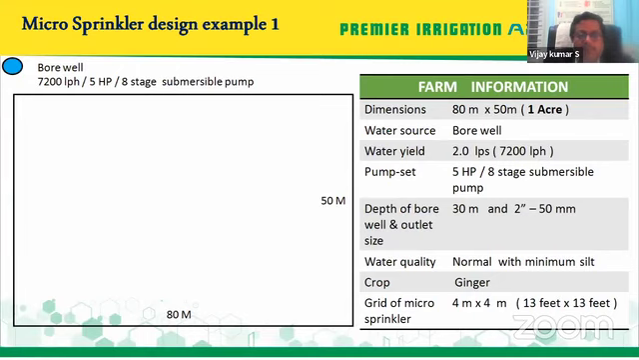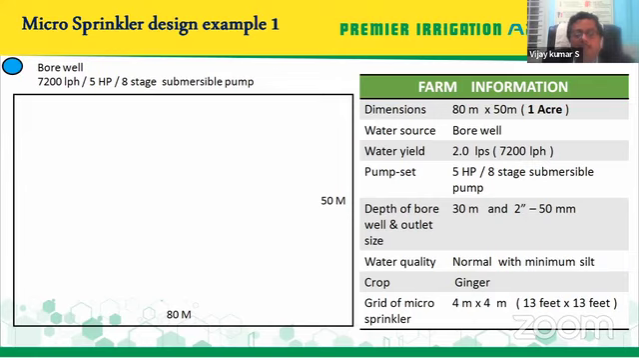This is a micro sprinkler example, and let us look at the farm information that I have collected. The dimensions of this plot are 80 meters by 50 meters. The water source to this plot is a bore well, which has 7,200 liters of output, fitted with a 5 HP 8-stage submersible pump. The submersible pump has been installed at a depth of 30 meters, and the outlet of the bore well is around 2 inch or 50 millimeter. The water quality is normal with minimum salt. And the crop that I want to irrigate with this micro sprinkler is ginger.